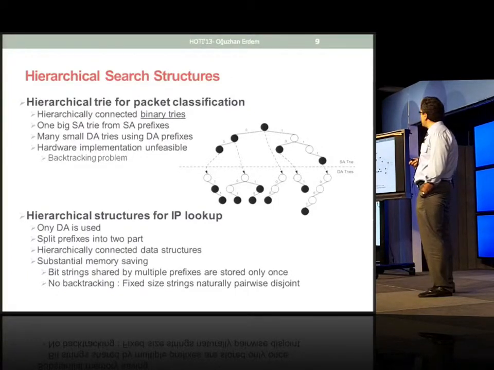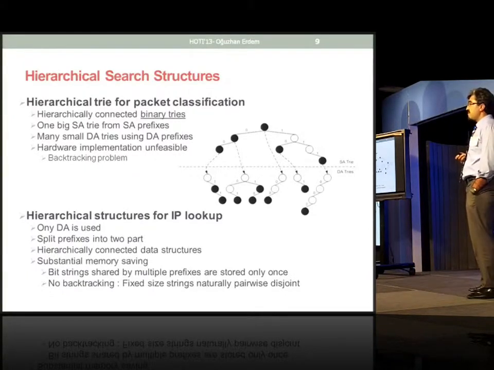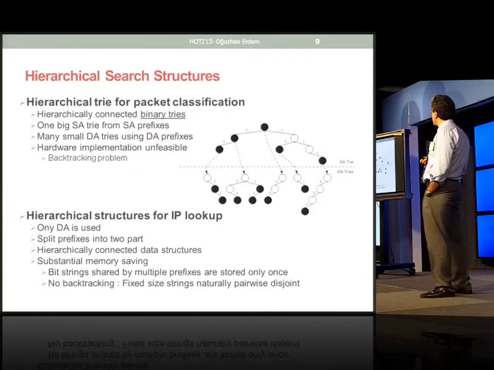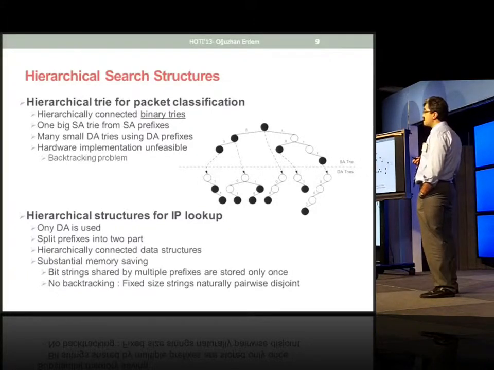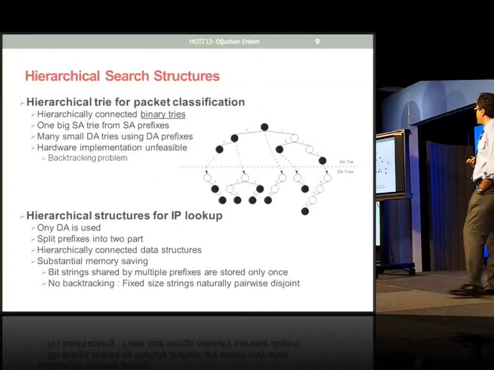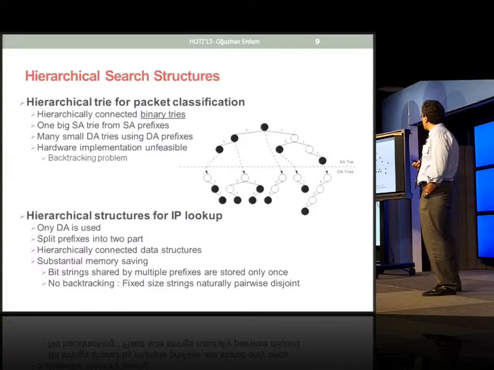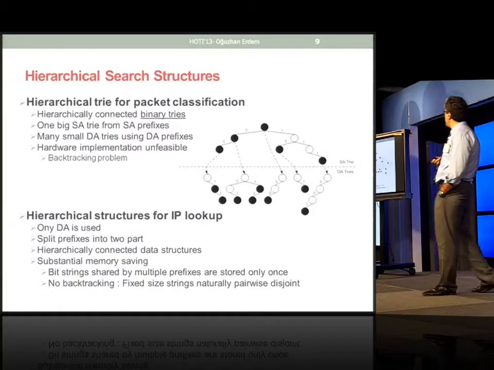In that structure, there is one big source address trie in the first stage, and there are multiple destination address tries in the second stage. Search starts from the first stage, from the source address trie, and when there is a match, search jumps to the destination address trie in the second stage. Even if there is a match in the second stage, search has to backtrack to the first stage to search for other matches to find the highest priority one. Because of that backtracking problem, the hardware implementation of hierarchical structures is unfeasible.